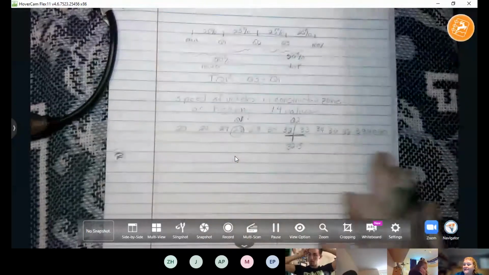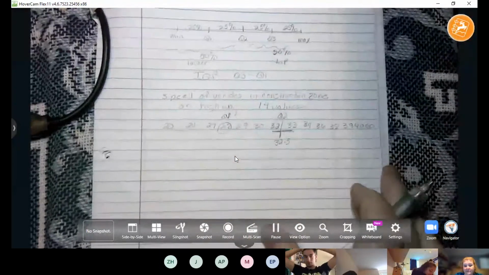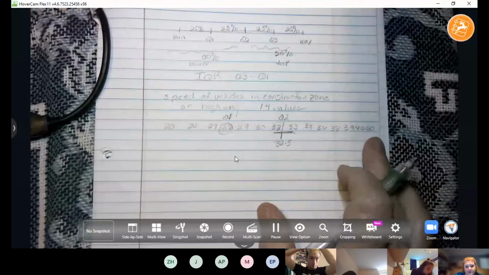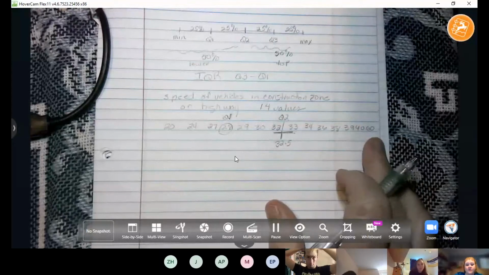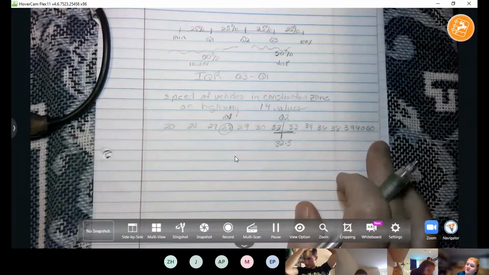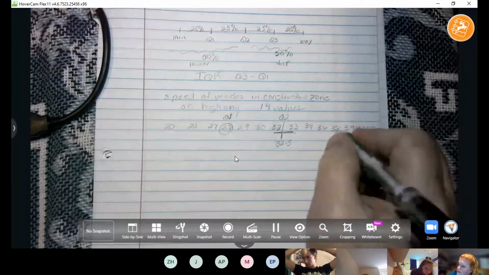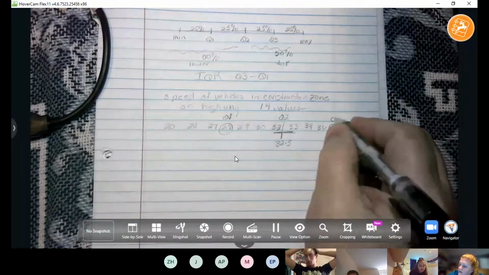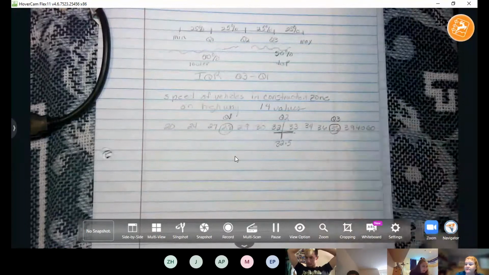We do exactly the same thing on the top half. There's 7 numbers, so the number in the middle would be which one? Seven numbers. 38. 38 would be the number in the middle. So that would be quartile 3.